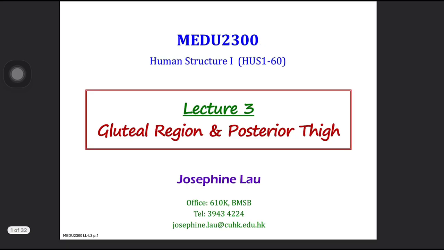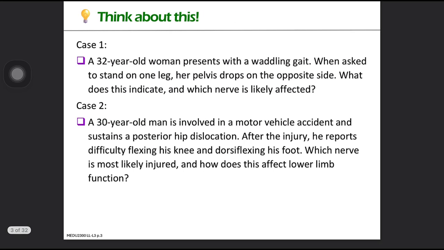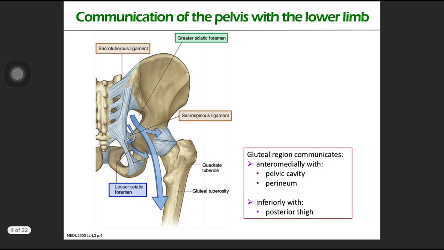Okay. So this is the learning outcomes. I should upload the answers for these. Think about these questions. Today we have two cases here, talking about a weird gait, right? Some weird gait. So what does it mean? And also this one as well, again, the posterior hip dislocation. Basically this one is a recap slide.